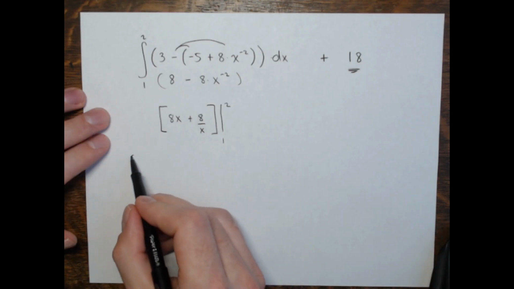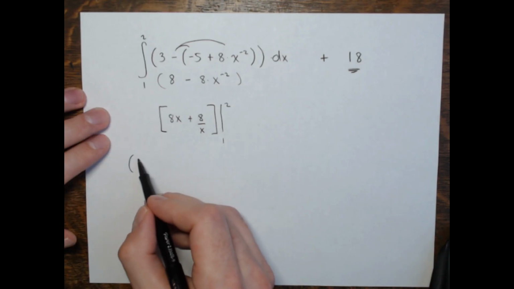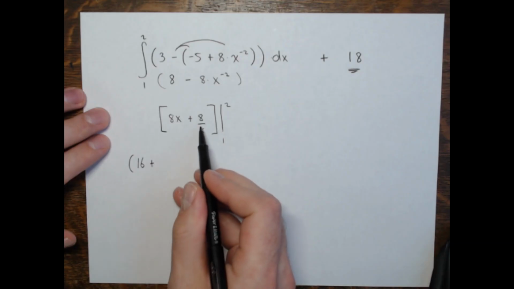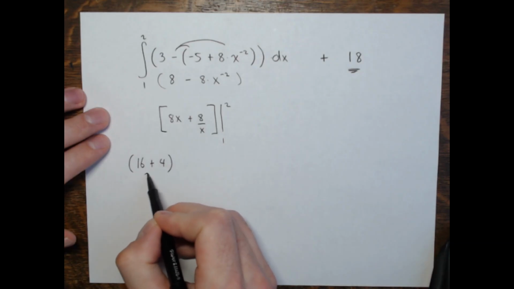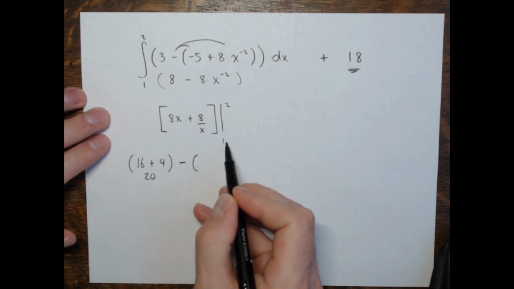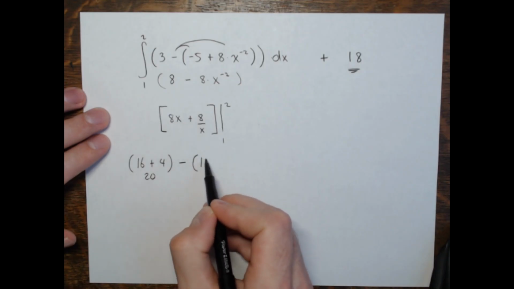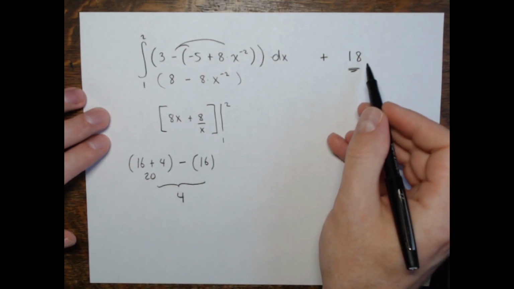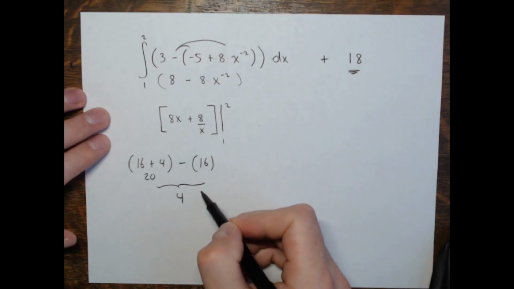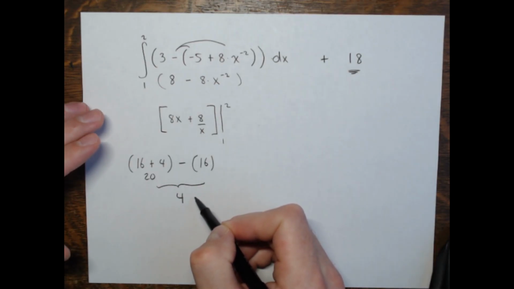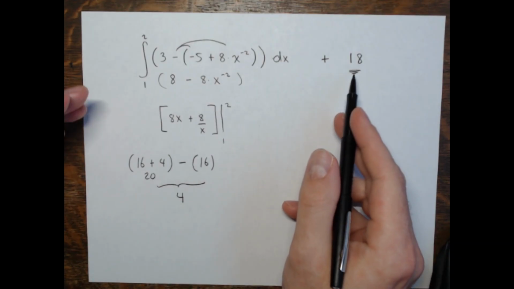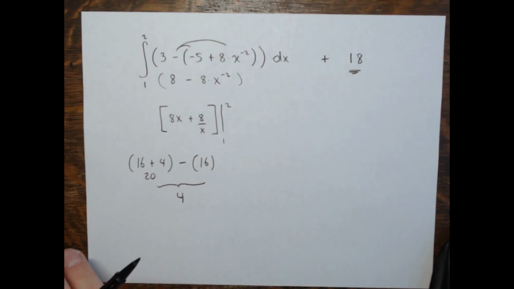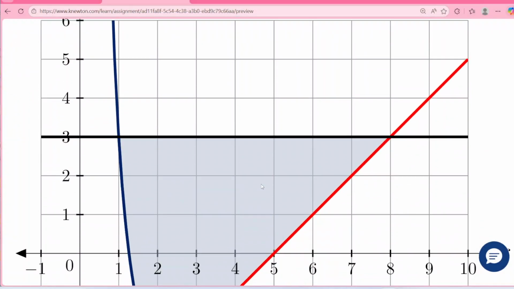Now when I plug in 2, that's 16 plus 4, so that's 20. And when I plug in 1, that's 8 plus 8, that's 16. So this all together is 4, and they got plus 18 later for the triangle. 4 for the first region from x equals 1 to 2, 18 from 2 to 8 for that triangle. Put it all together, that's 22 square units total.